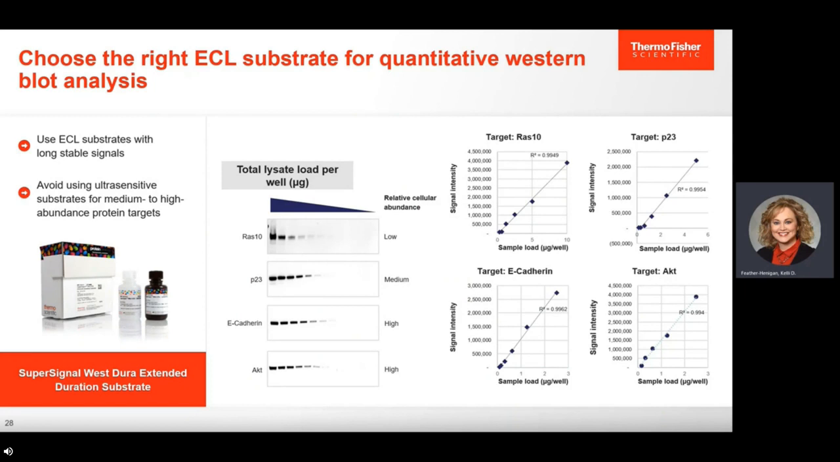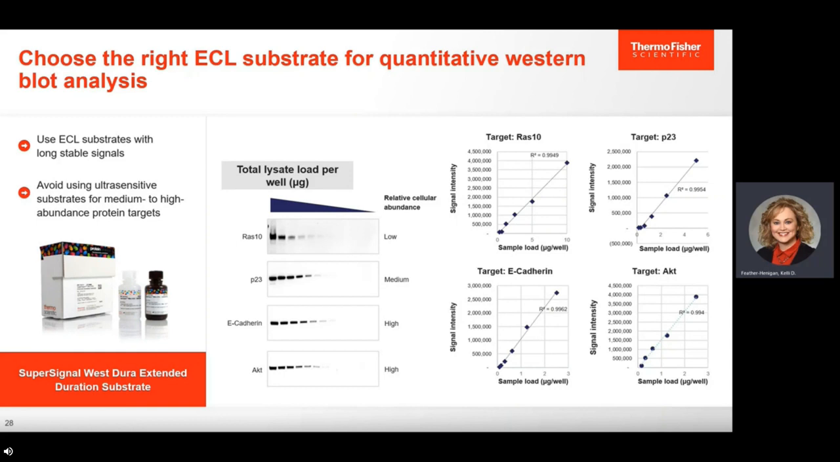Choosing the right ECL substrate is also important for quantitative Western blot analysis. Chemiluminescent substrates are pushing the boundary of sensitivity, which can be very important for detecting low abundant proteins. However, for high or medium abundant targets, ultra-sensitive substrates may contribute to signal saturation, making quantitation virtually impossible. On the other end of the spectrum, standard ECL substrates may not be sensitive enough to detect mid to low abundant protein targets.